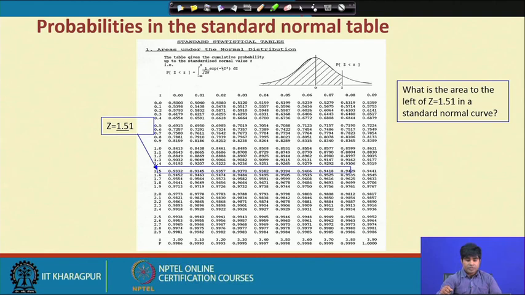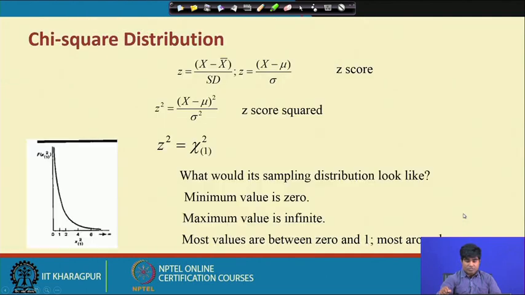Okay. Next, this is a classic example which I have already highlighted. This is 1.51, then this will be 0.9345. Likewise, you can calculate for other values of z. The second distribution is called the chi-square distribution. Here, we have already reported that z equals x minus x bar by standard deviation, or in other words, z equals x minus mu by standard deviation.